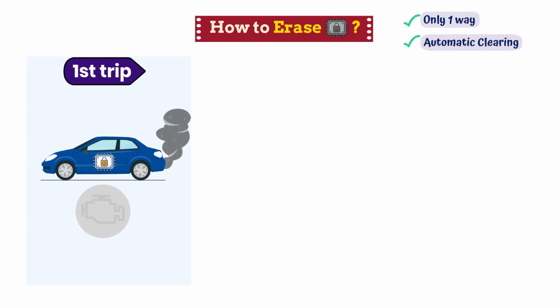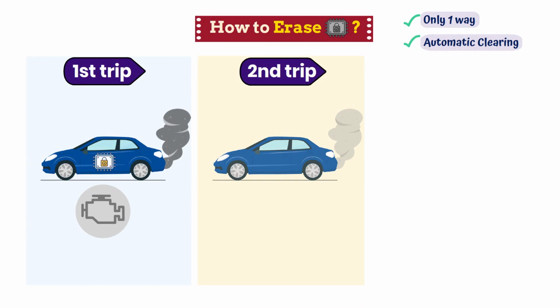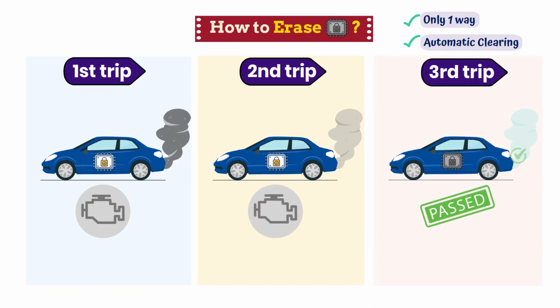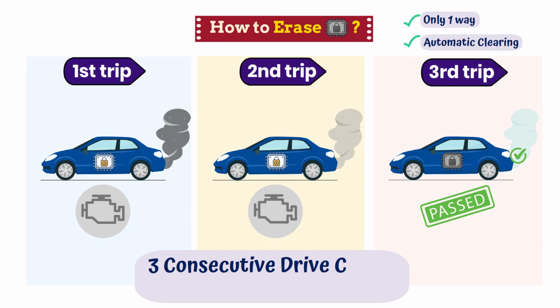So, how can you erase permanent diagnostic trouble codes, PDTCs? There's one way: automatic clearing after drive cycles. If the issue is fixed and the check engine light, MIL, stays off, the OBD system will automatically clear the PDTC after it sees no problems for 3 consecutive drive cycles that include system self-tests.